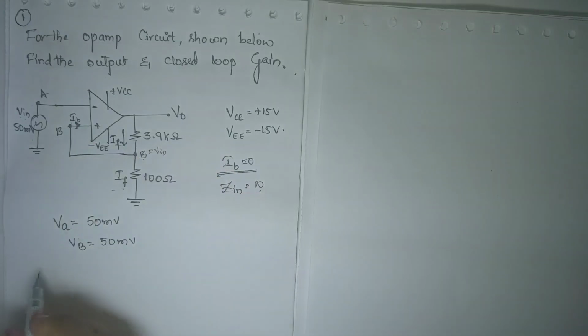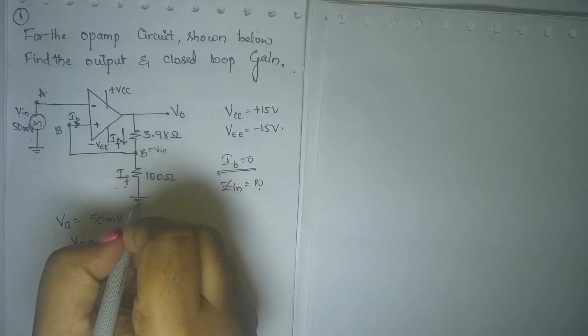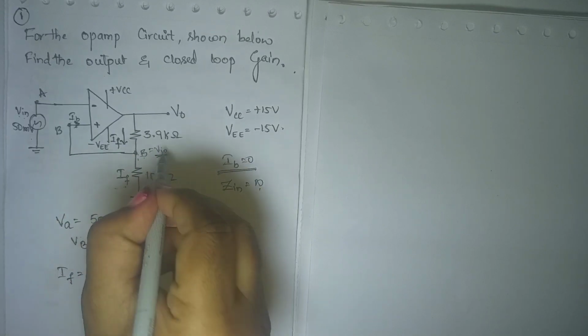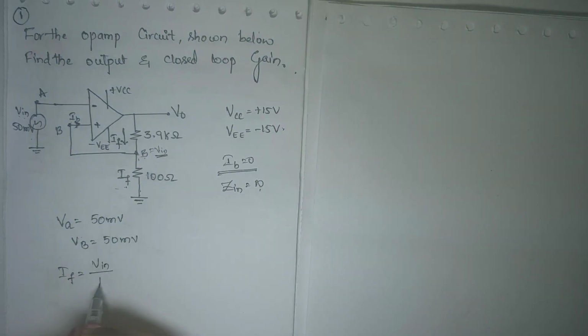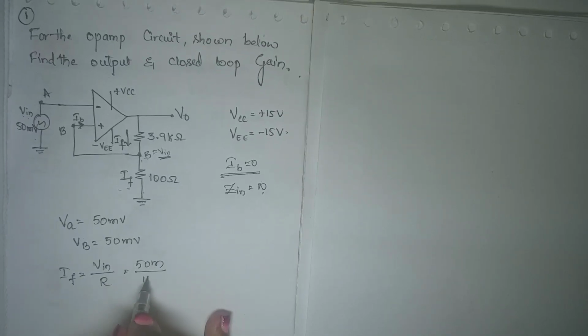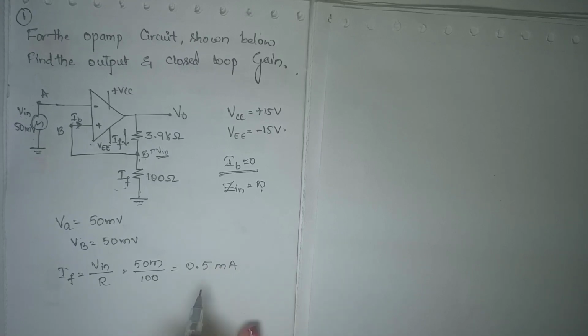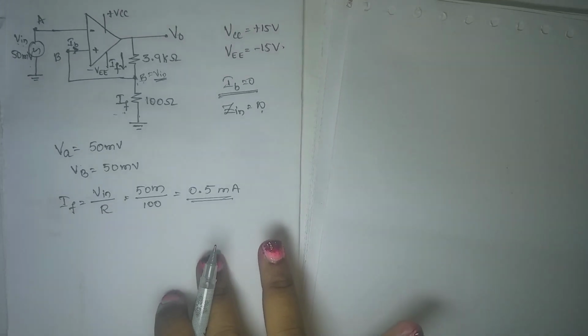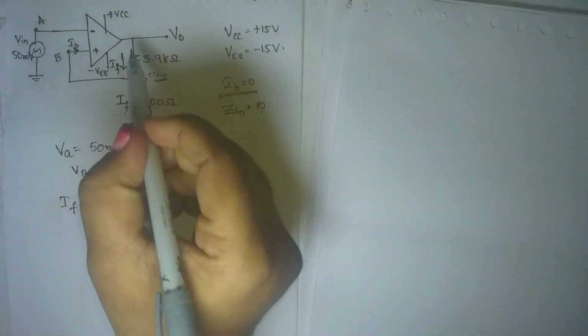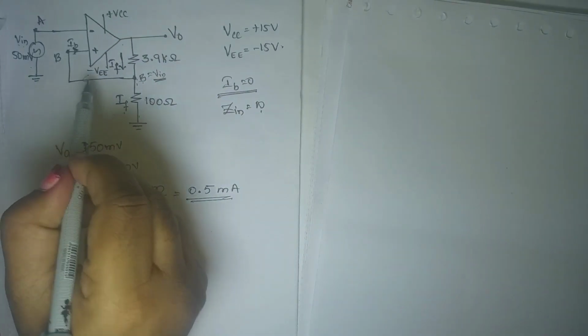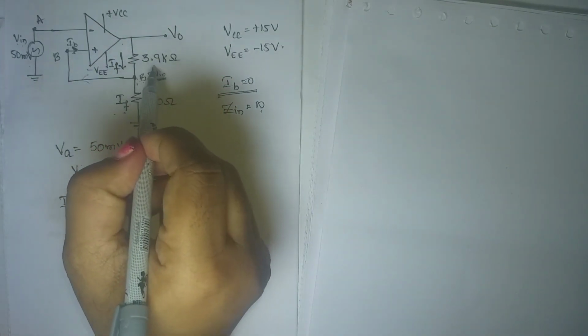So IF. Look at this, IF is equal to the potential drop across these two points, that is V in, divided by R. What is the value of V in? It is 50 milli divided by 100, which is 0.5 milliamp. Using the calculator, you will get the value as 0.5 milliamp. If this is the value of IF, in the circuit I can clearly say that because there is no current flowing here, the same current is flowing across 3.9 kilo ohm also.